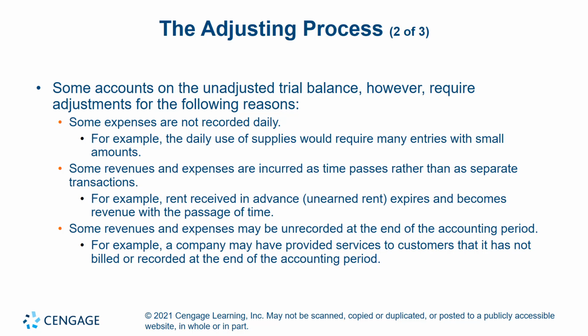And the reason we have these adjusting entries is because some expenses are not recorded every single day. They may be waited upon and recorded in batches every week or every number of days. Now, some revenues and expenses are incurred as time passes rather than as separate transactions. For example, let's say rent. Rent was paid in advance as a prepaid expense. And if we don't do anything, we will not reflect the expense accordingly, because through the passage of time, the prepaid rent asset will become an expense and we need to recognize that expense.